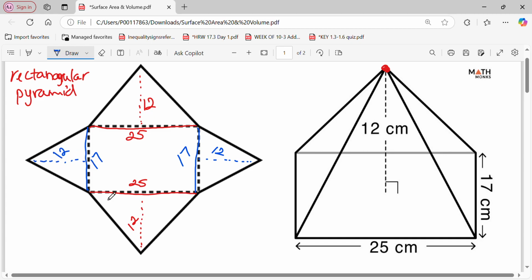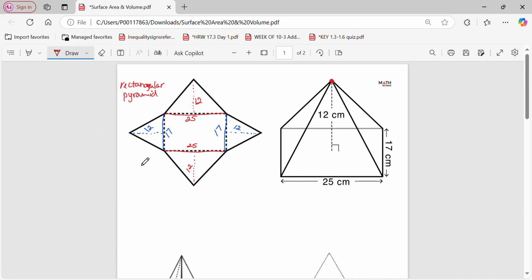Now I need to find the area of each kind of triangle. So starting with my red triangle, I need to multiply my base and my height and divide by 2. So base times height, 25 times 12 will give me 300. Divide by 2 to get 150. This is for one triangle. I have two red triangles, so I'm going to multiply by 2 to get 300.